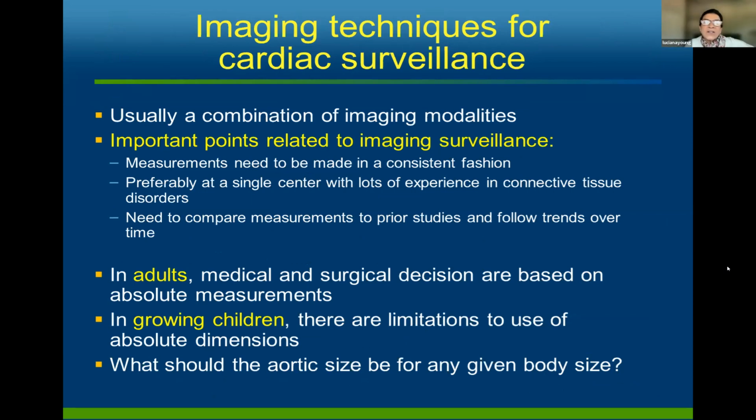Important points related to imaging surveillance are that the measurements really need to be made in a consistent fashion. So it's important that the imager, the person who's reading the echocardiogram, looks at previous studies to make sure that there's no change in the angle or the location where the measurements are made. Preferably, these studies are done at a single center that has lots of experience in connective tissue disorders. And again, really important to compare those measurements to prior studies to follow trends over time. As Dr. Buber mentioned, in adults, medical and surgical decision-making are based on absolute measurements or measurements that are indexed to body surface area.